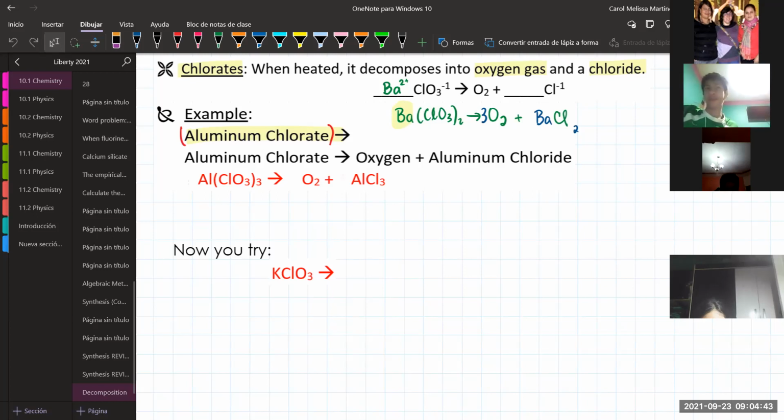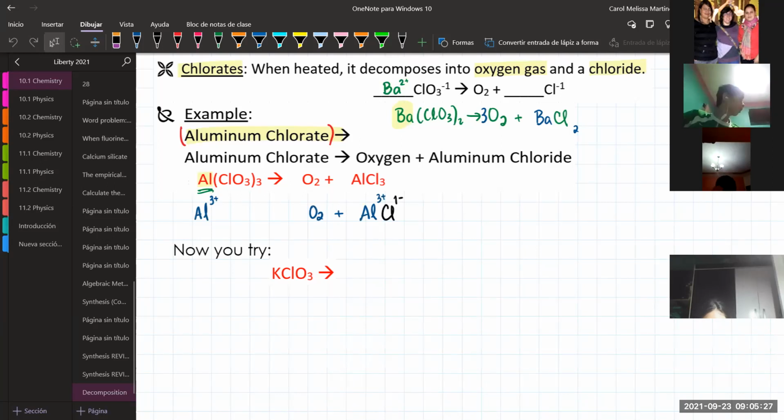According to the rule, it says that it decomposes into oxygen gas and chloride. The metal in this example is aluminum, okay? Aluminum is a metal that has a charge 3+. So this substance is going to break down into O2 because it is a mandatory product, and a chloride. A chloride that is going to be formed between the metal in the reaction, okay, which is aluminum, and the chloride ion. The chloride ion is Cl 1-.